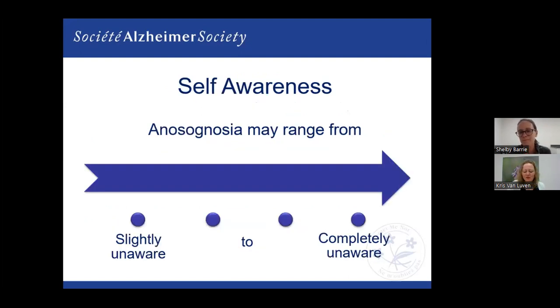So you can see on the screen there an illustration of the range in self-awareness that can occur with anosognosia. The person with dementia might be slightly aware of their dementia and changes in abilities. They might be completely unaware, or somewhere in the middle. And this can fluctuate day by day or even from one moment to the next. And this is totally normal. Over time, the person may lose more of their self-awareness as their brain continues to change.